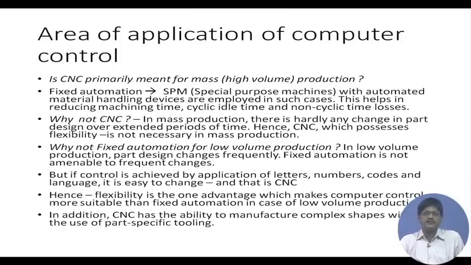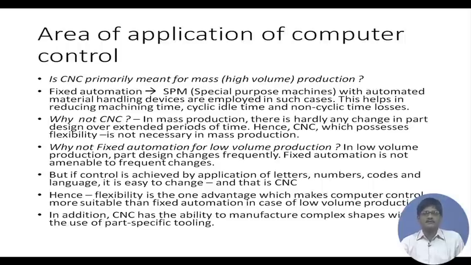What is the area of application of computer control? Do we understand that, say, in mass production, that is high volume production, lots of pieces made in a particular span of time, say 1 lakh pieces in 1 year. So, in mass production, would CNC or computer numerical control be suitable? Here, surprisingly, it is not so. Why? Because mass production finds the application of fixed automation. Fixed means machines which can only carry out certain operations and nothing else. Special purpose machines find wide application in mass production together with automated material handling devices.